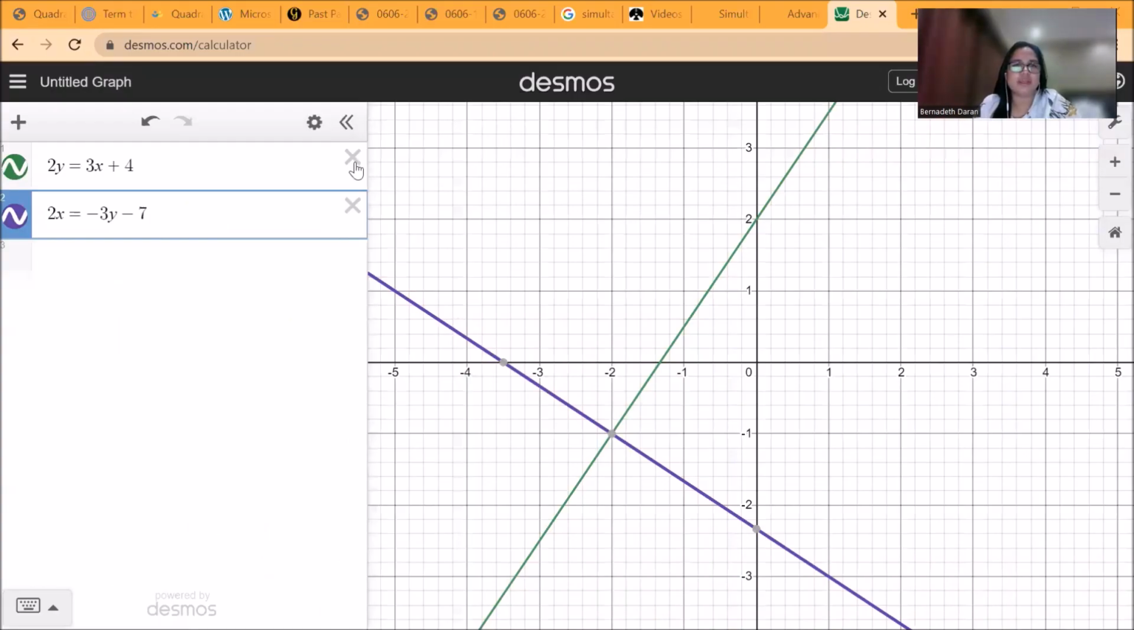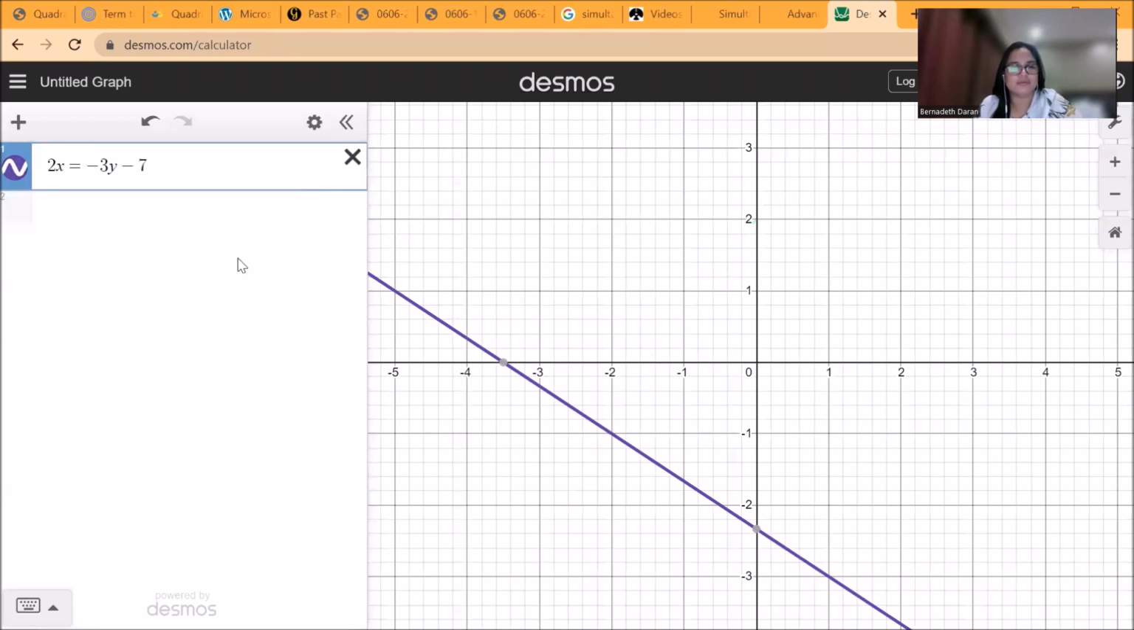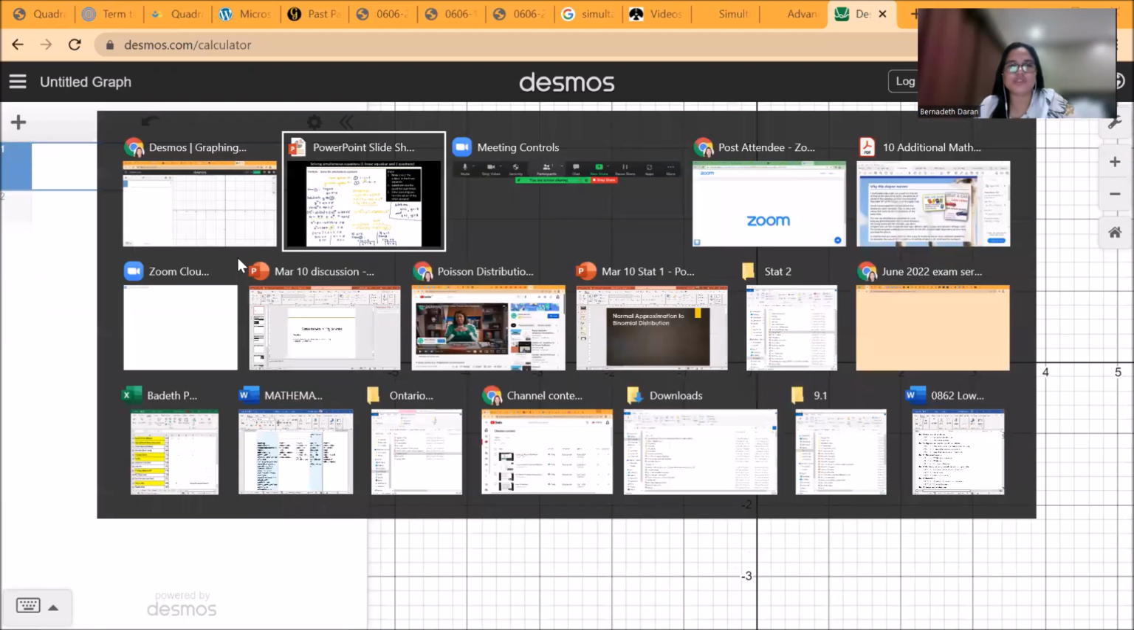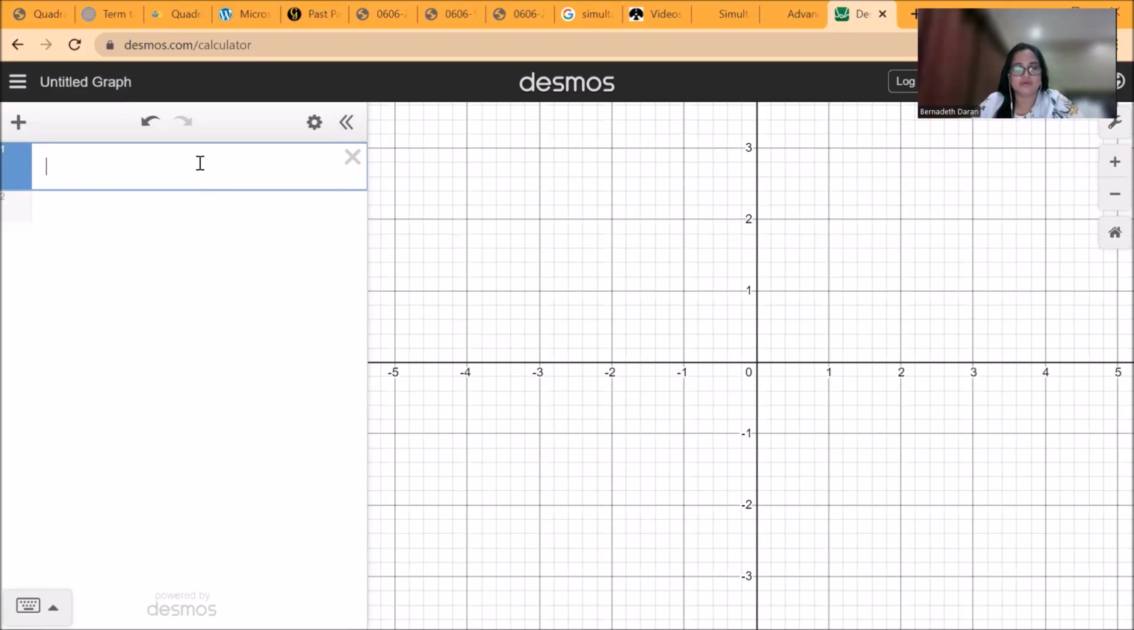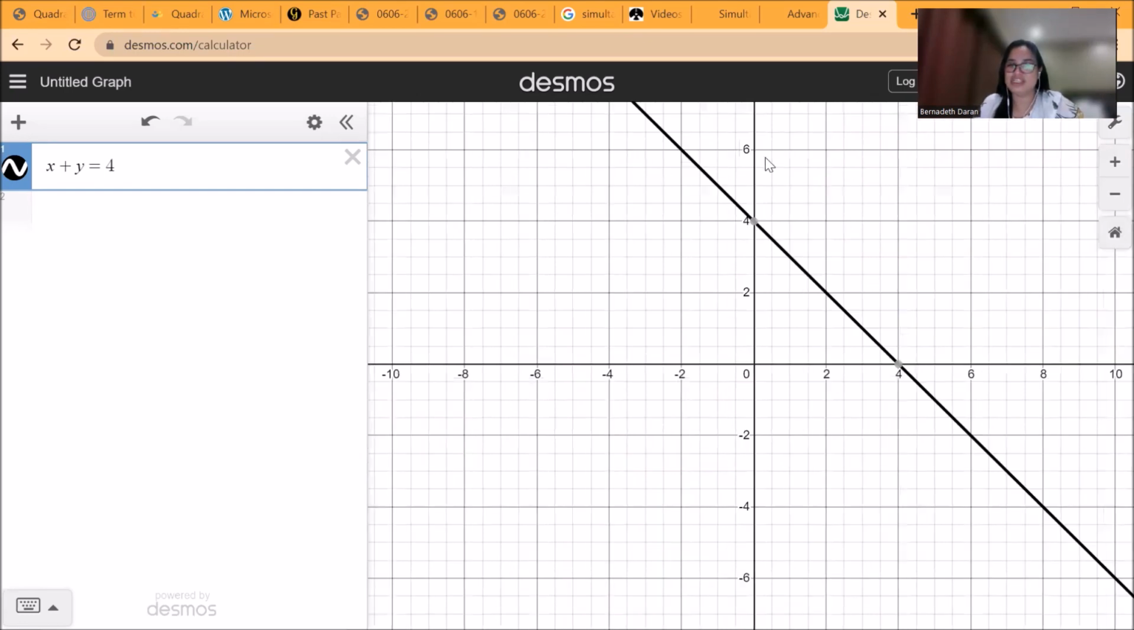So let me erase these two graphs. Again, what's the first equation? We have x plus y is equal to 4. Again, this is a linear equation, right? So it is expected that the graph should be a straight line. And if you notice, the y-intercept is (0, 4), and the x-intercept is (4, 0).